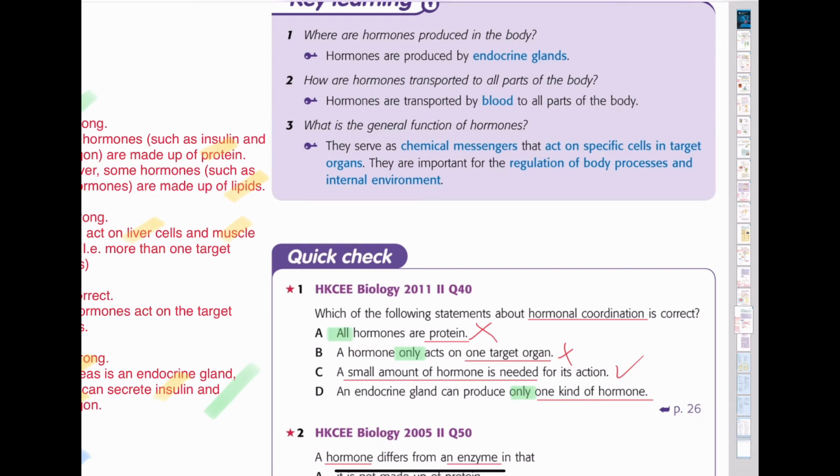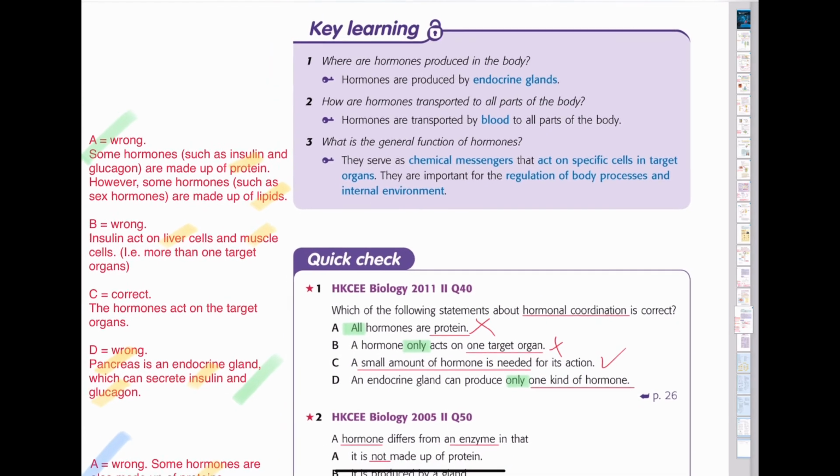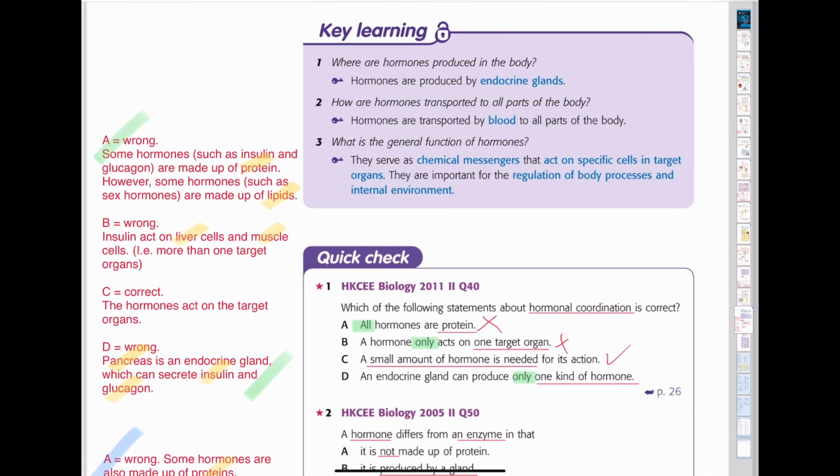And then option D is talking about an endocrine gland producing only one kind of hormone, and it's also wrong, because the pancreas is a very common endocrine gland we study in this topic. The pancreas can secrete insulin and glucagon to control the blood glucose level. So that's why actually some endocrine glands can produce more than one kind of hormone.